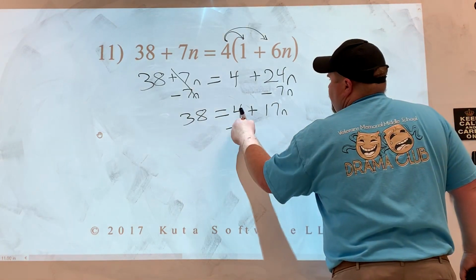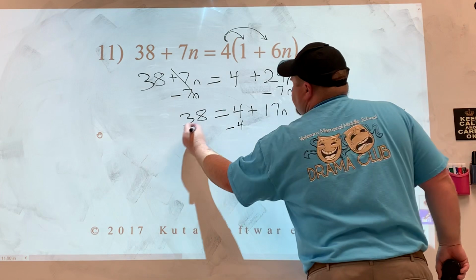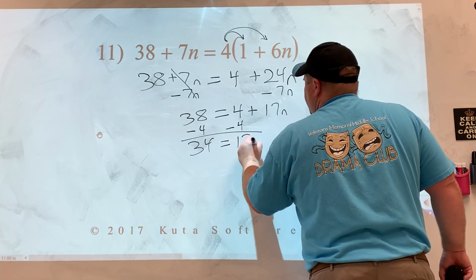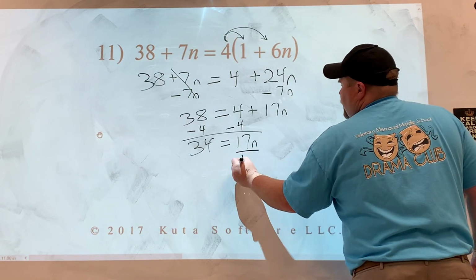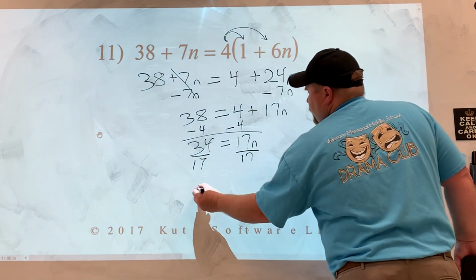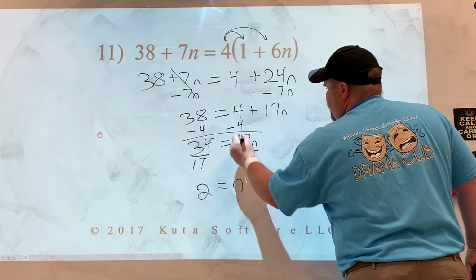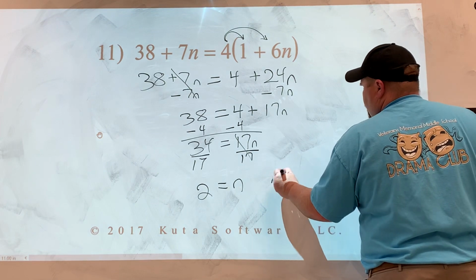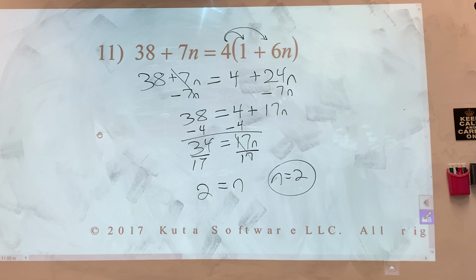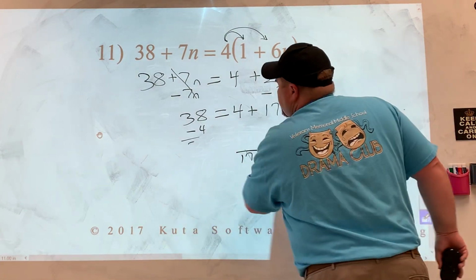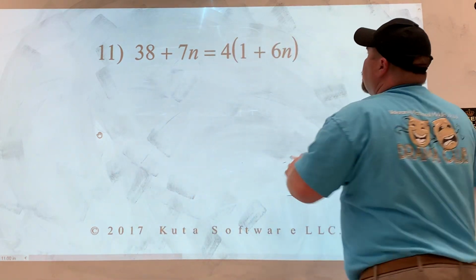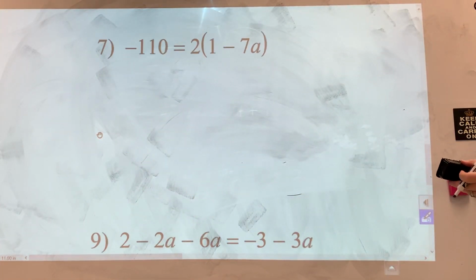At this point, I want to subtract 4. That's my constant. I want to get rid of that. 34 equals 17n. Divide by 17. Divide by 17. All right. 2 equals n, or n equals 2. All right, scroll up and over.